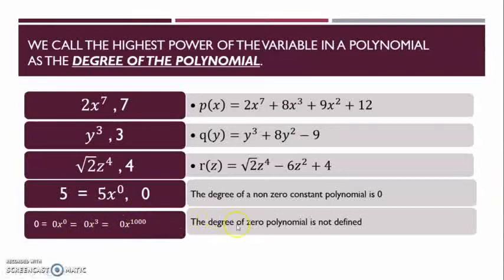So in general we can say the degree of a zero polynomial is not defined, because all these answers are correct, because the zero polynomial can be written in infinite number of ways. The degree of a zero polynomial is not defined, whereas the degree of a non-zero constant polynomial is 0, because it is written as 5x to the power 0. Here it need not be x, you can replace it with any variable. I've just taken x for my convenience.